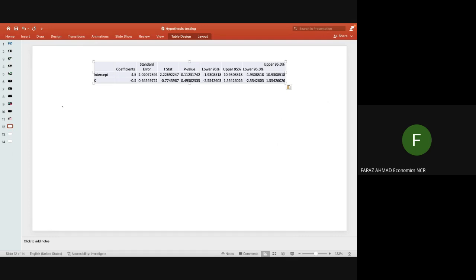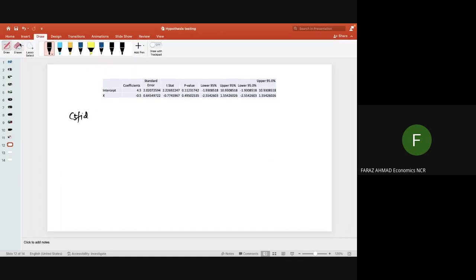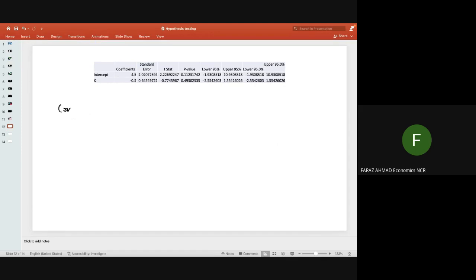The confidence interval approach is the second approach. So we had test of significance approach, the p-value approach, and then we have confidence interval approach. I'm writing it in very bad way. So confidence interval approach.